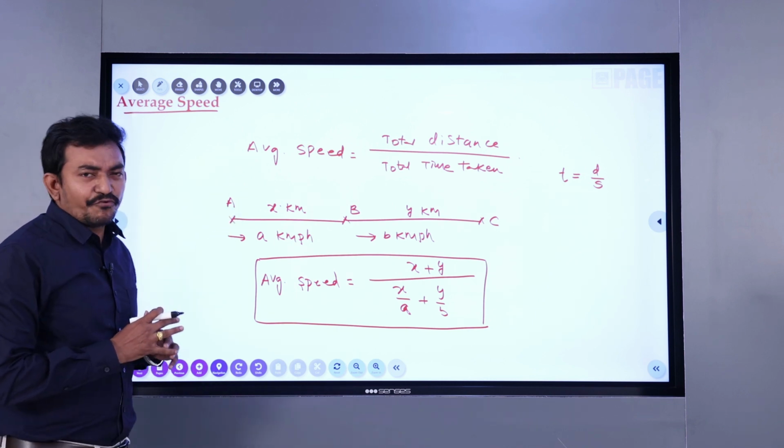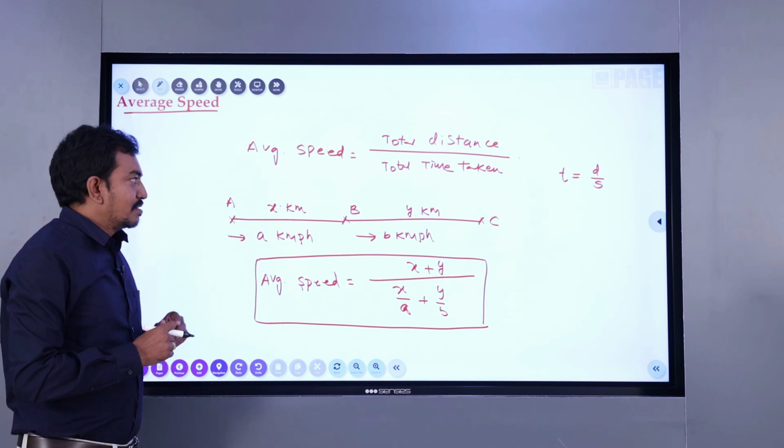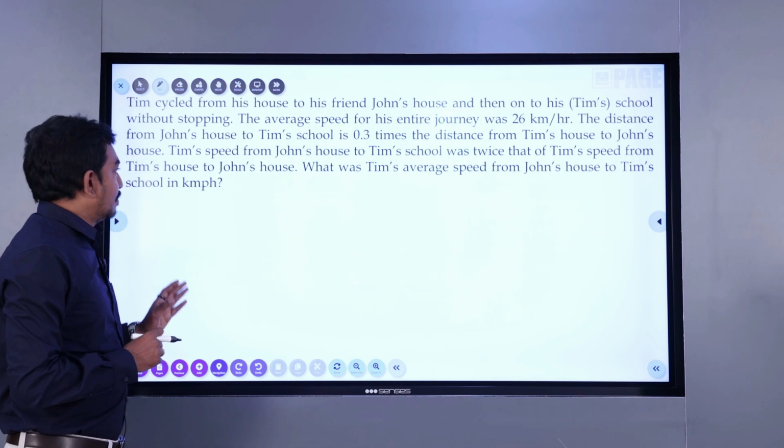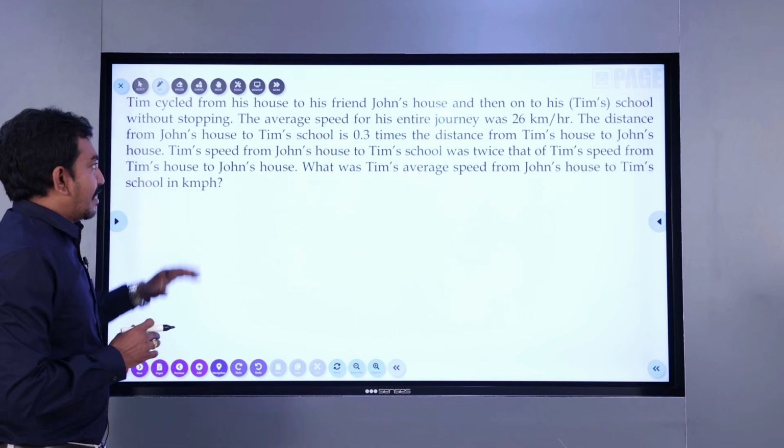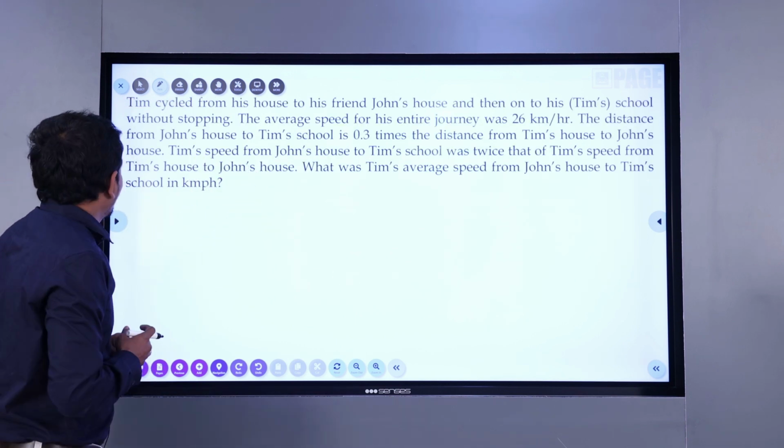So in this way, you can simply find out the average speed for unequal distances traveled. The same thing you can do for the equal distances case as well. But for this question, we need it for unequal distances. Now let's try to solve this question, guys.